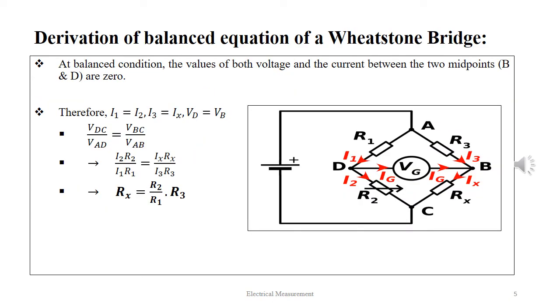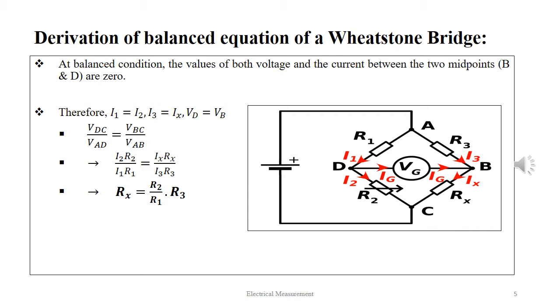Given alongside is the circuit diagram of a Wheatstone bridge, where we see that there is one DC voltage source and there are four terminals marked as A, B, C and D. The resistances in the four arms are R1, R2, Rx and R3 respectively. The currents are I1, I2, Ix and I3. At balanced condition, the values of both voltage and the current between the midpoints B and D are 0. Therefore, I1 is equal to I2, I3 is equal to Ix and Vd is equal to Vb.